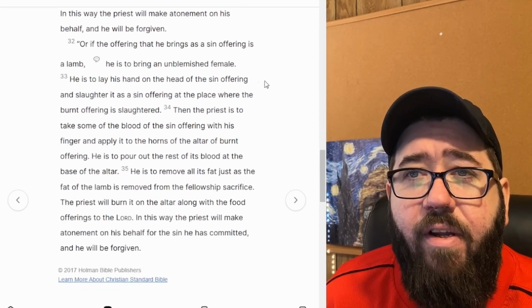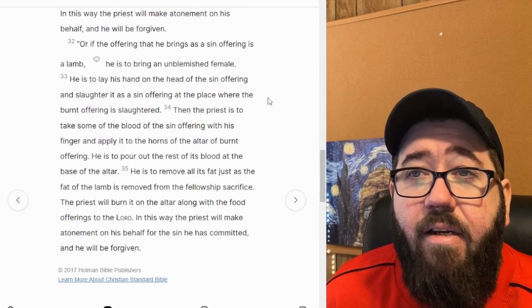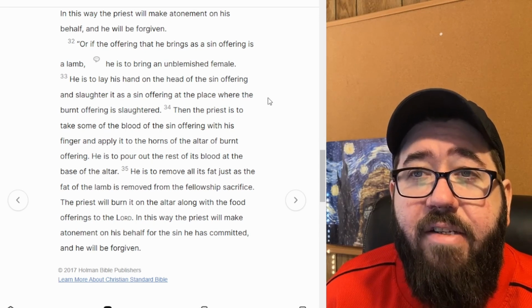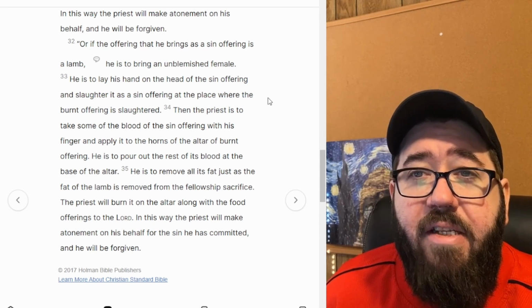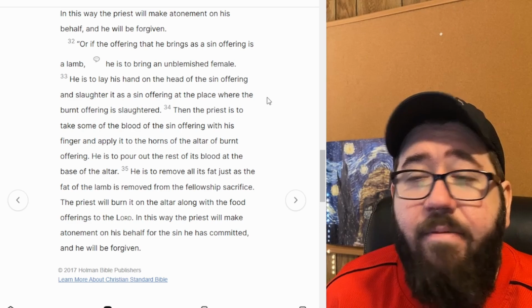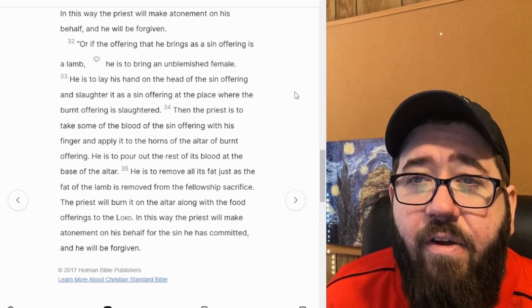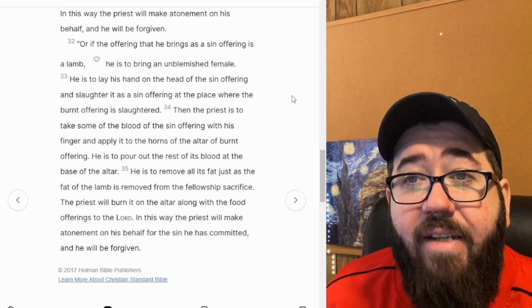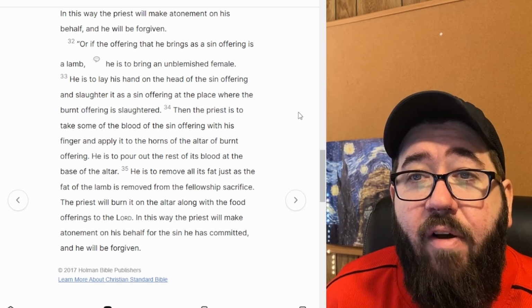Or if the offering that he brings as a sin offering is a lamb, he is to bring an unblemished female. He is to lay his hand on the head of the sin offering and slaughter it as a sin offering at the place where the burnt offering is slaughtered.